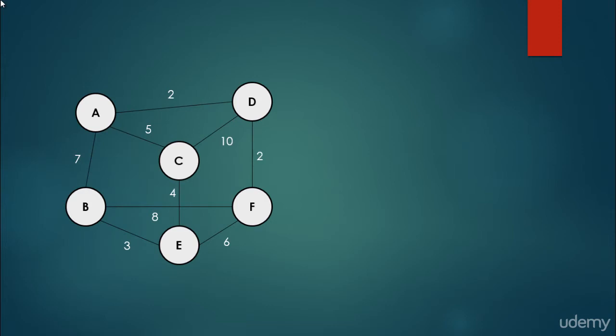It is an undirected graph, so we can get from A to D, for example, and from D to A without any problem. There are no directed edges. And of course, there are several edge weights such as 2, 5, 10, 4, and so on.